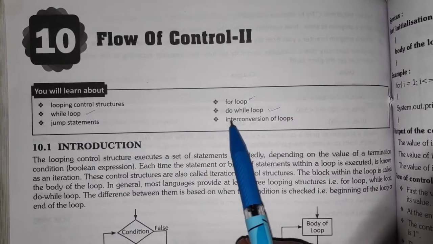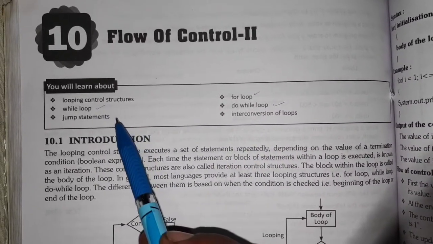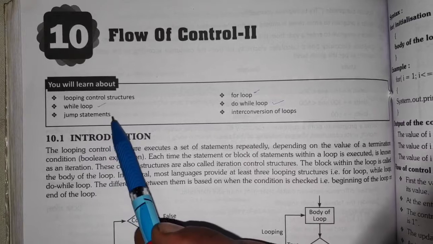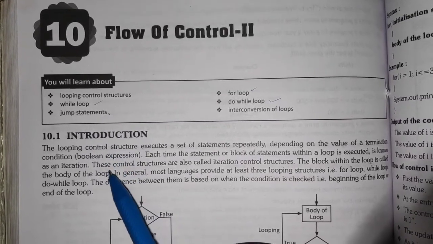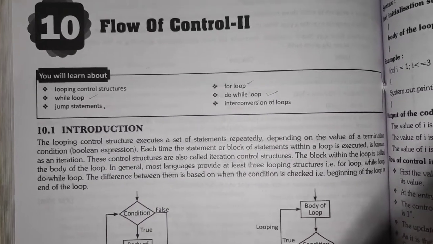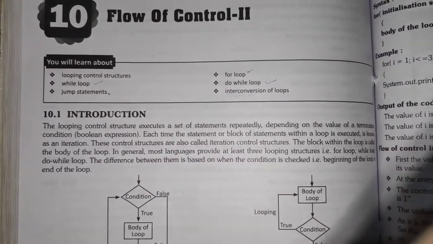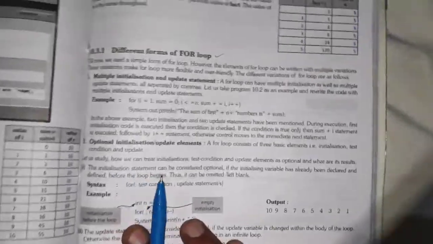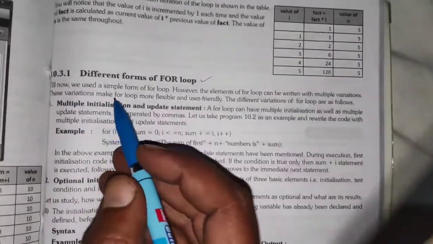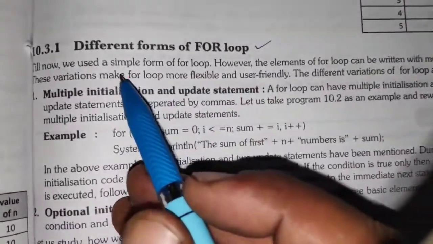And now in this video we will discuss some advanced topics in this chapter regarding the for loop, do loop and while loop, and we will see jump statements side by side. Jump statements are also a type of construct in Java. Now let's start the first topic of this video, that is different forms of for loop.